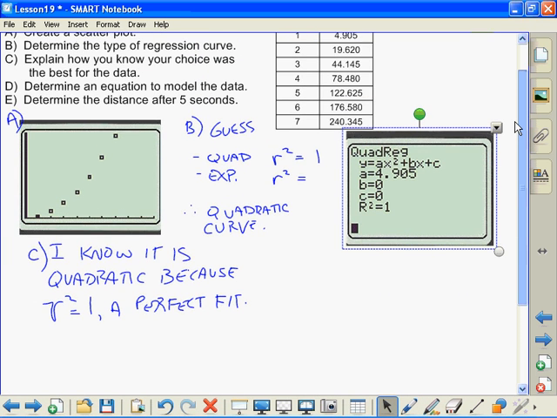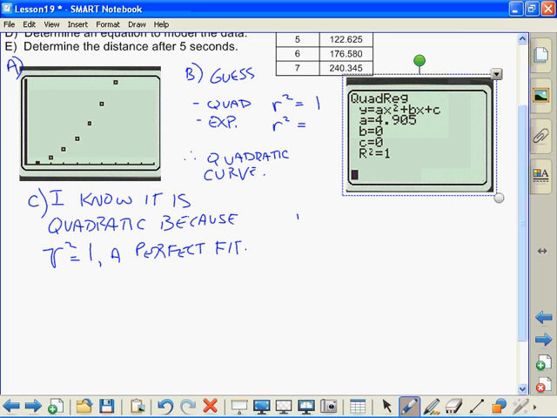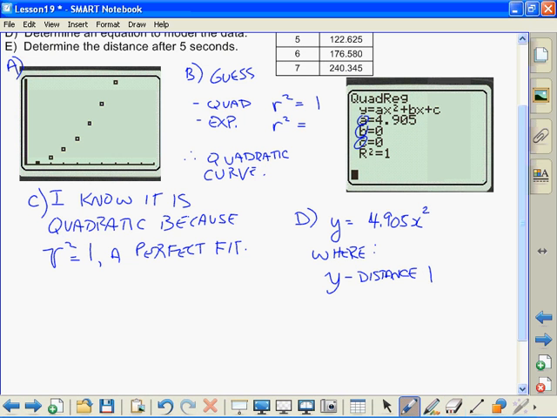So, D part, determine the equation. Well, the equation's right there. So the y equals, there's the a, b, and c again. So y equals 4.905 x squared, and then plus 0, you don't need to copy that out, where, and again, please identify your variables, where y is your distance fallen, distance fallen, that's in meters. And x is your time, and this time I think it was in seconds.